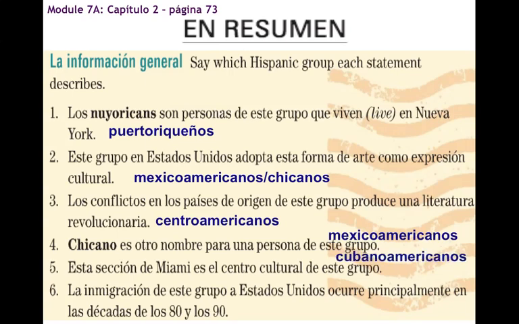Cubano-americanos. Y finalmente, 6. La inmigración de este grupo a Estados Unidos ocurre principalmente en las décadas de los 80 y los 90. So which group came to the U.S. in the 80s and 90s? Los dominicanos.